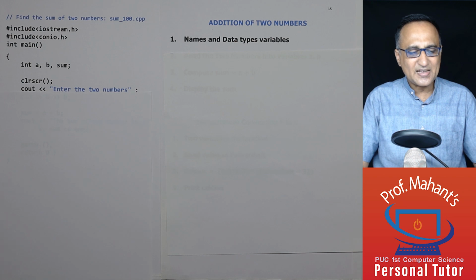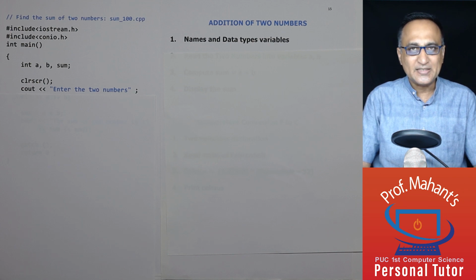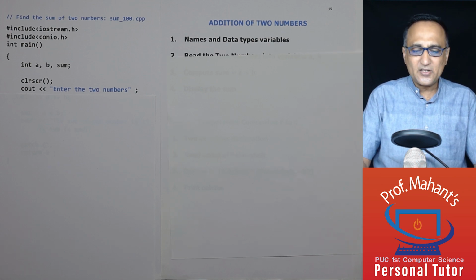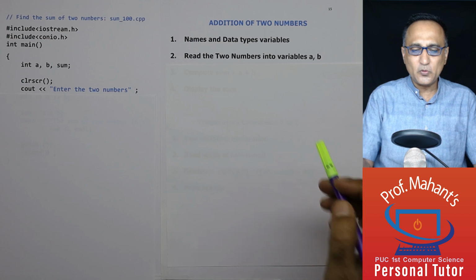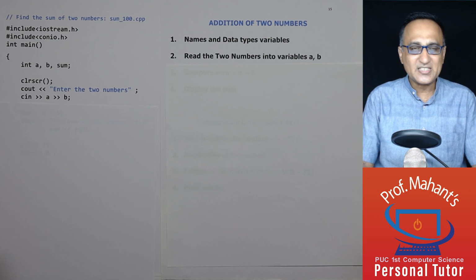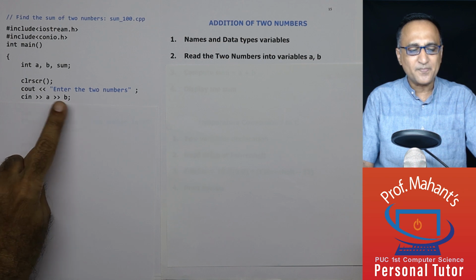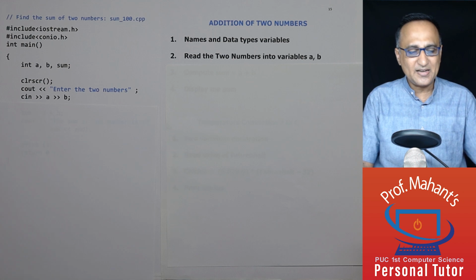Then next I ask, using cout, enter two numbers. So the user is going to enter two numbers. Here, if you see step 2, read two numbers. Here also I have entered two numbers. So how do I read two numbers? Using the stream extraction operator with cin, into a and b. Into variable a, the first number, into variable b, the second number.